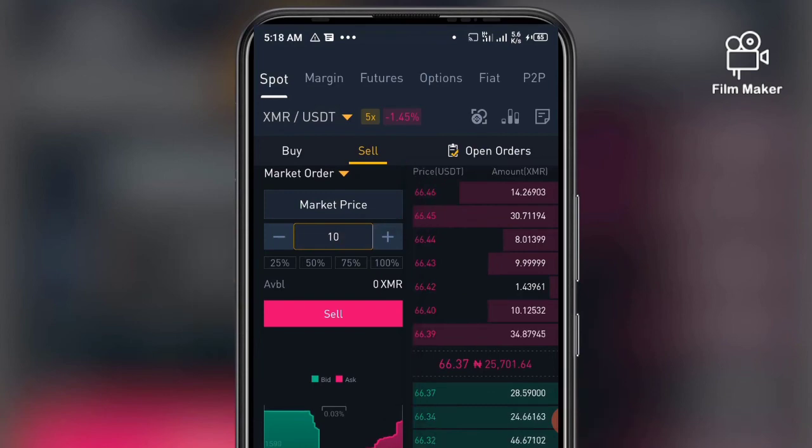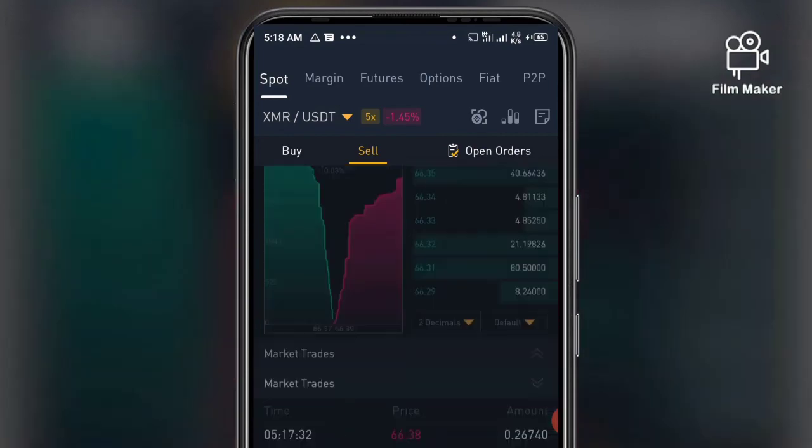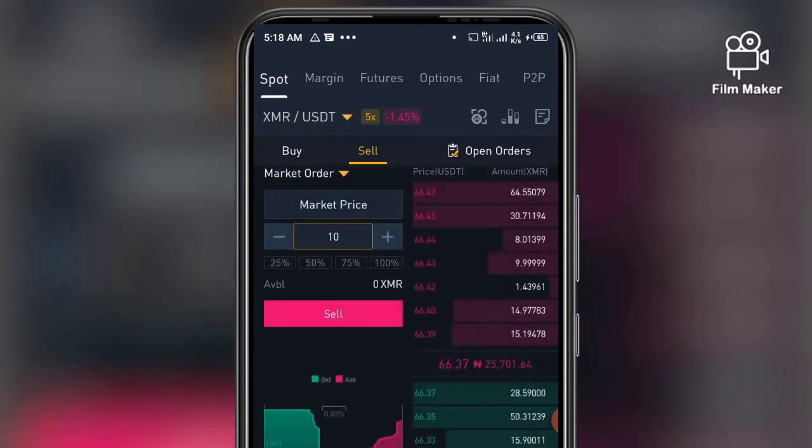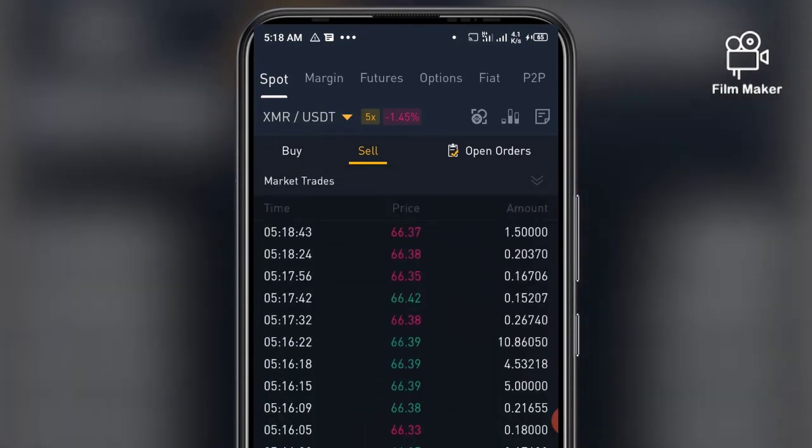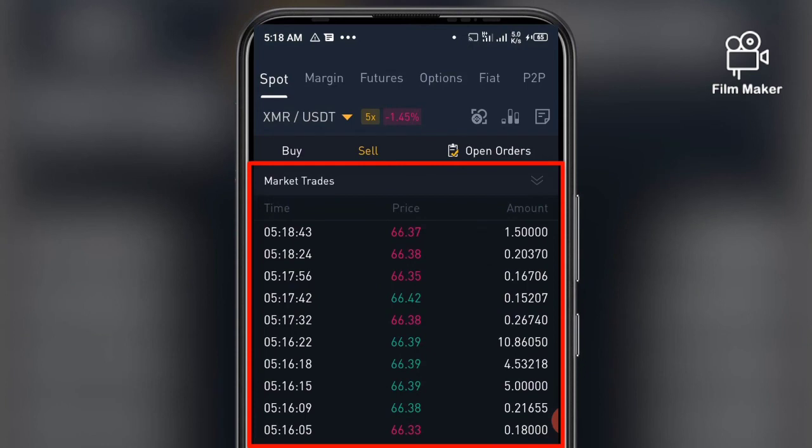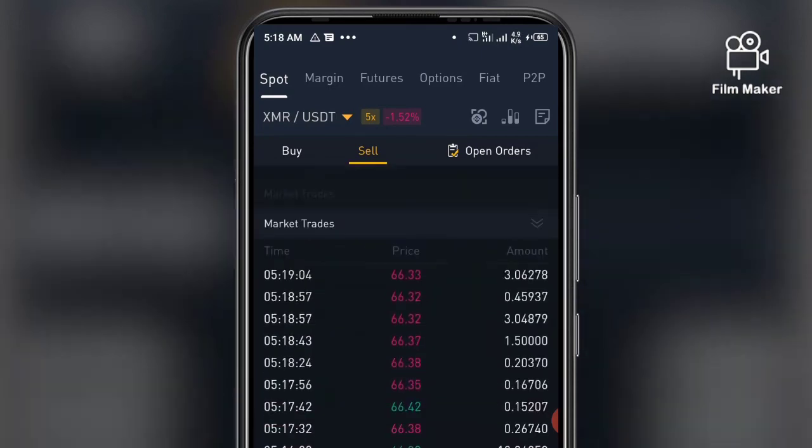So if you scroll up, or you click on this arrow and scroll up, you see recent transactions in the market, recent trades, which is very good. Recent price that people bought in. So let's go back down. Let's put this arrow back.